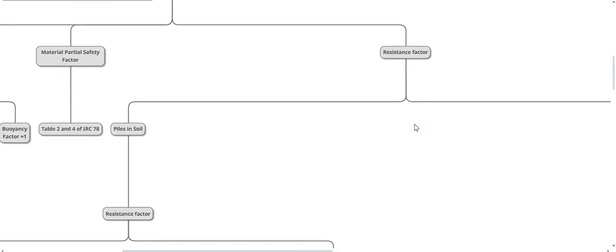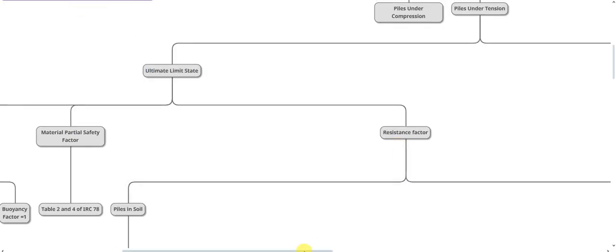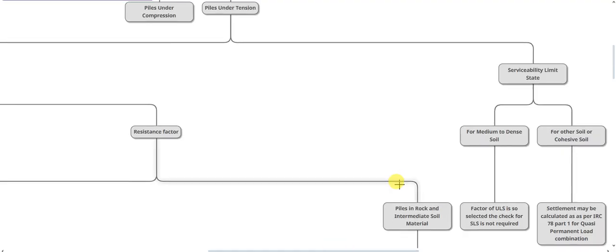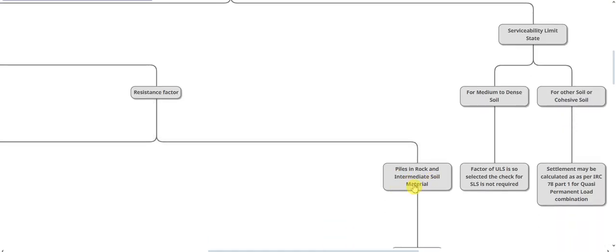So this was a short video. We'll cover the piles in rock or intermediate soil when we cover piles in rock or intermediate soil in compression. Thank you.